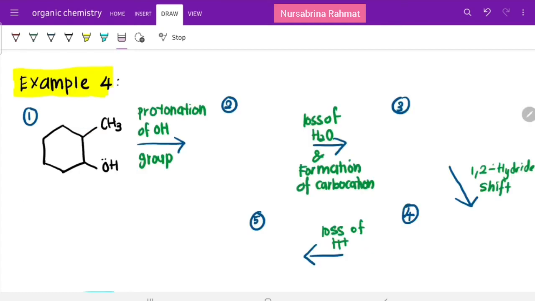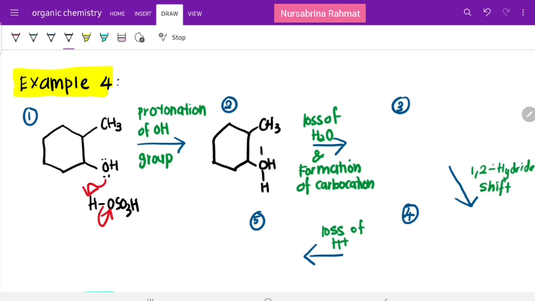Okay, so let's solve this example 4. We start with protonation of the OH group. Your oxygen will attack this hydrogen and this bond will break heterolytically. So we are making this protonated alcohol group, CH3 with OH and H here, with a plus charge, and leaving us with a nucleophile. This nucleophile will be useful at the last step.